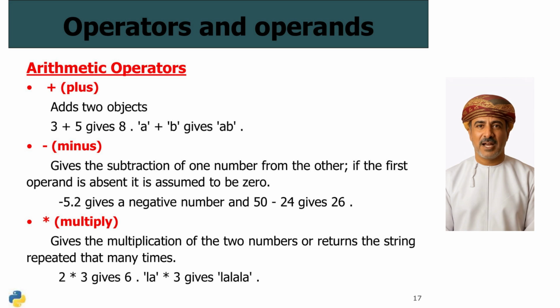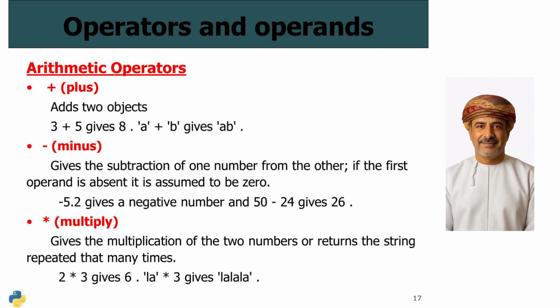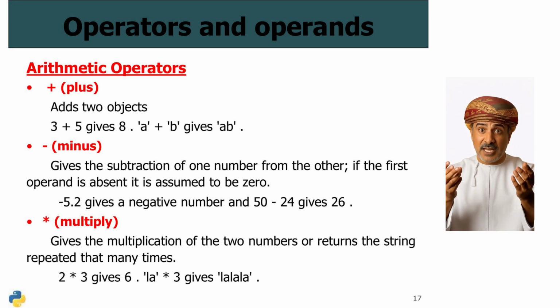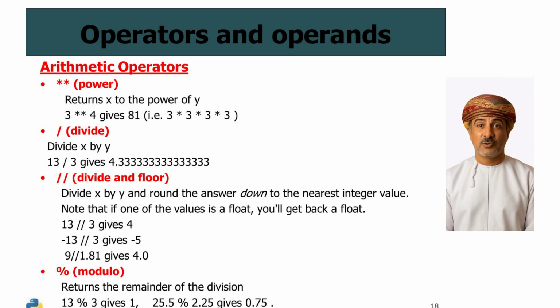Arithmetic operators in Python include addition, subtraction, and multiplication. The plus sign adds numbers or concatenates strings, like 3 + 5 equals 8 or a + b equals ab. The minus sign subtracts numbers, such as 50 - 24 equals 26. The asterisk multiplies numbers or repeats strings, like 2 * 3 equals 6 or la * 3 equals lalala. Power calculates x raised to y, like 3 ** 4 equals 81.